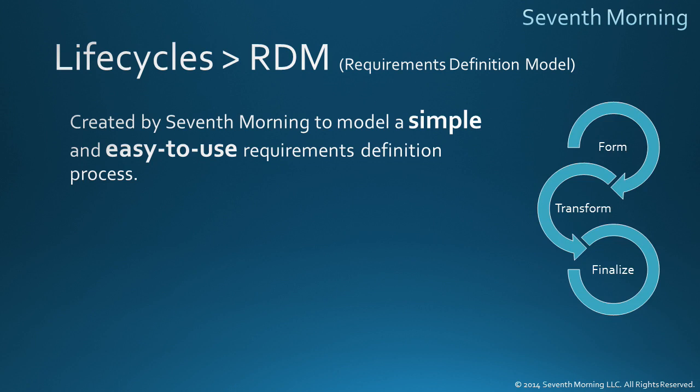And you can see the simplicity of our model on your screen now. There are only 3 phases to RDM. The first is the form phase. This phase contains all the activities by which requirements are gathered. So things like elicitation, brainstorming, research, they're all covered here.